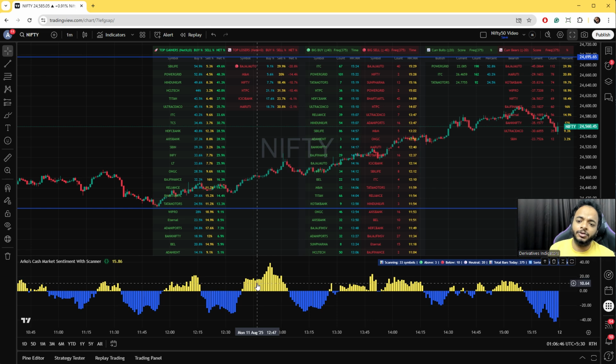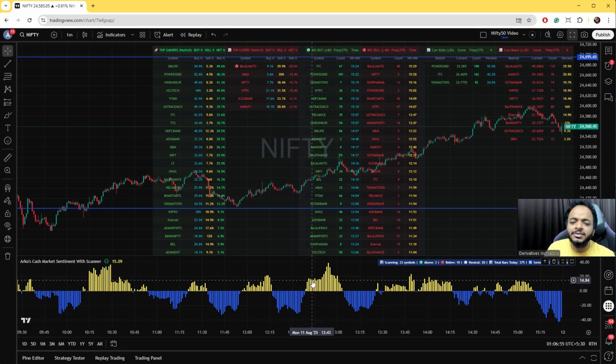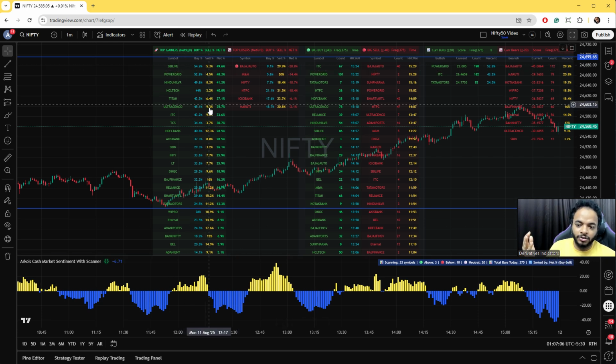So if you go for a higher time frame, what you can easily do is check how much the cash market sentiment indicator is going. And usually 20 is good. Now talking about here, whenever the score is greater than or equal to 20, it is considered in the buying zone, and whenever it is negative 20 or less than negative 20, it is considered in the sell percentage. And how are these percentages calculated?